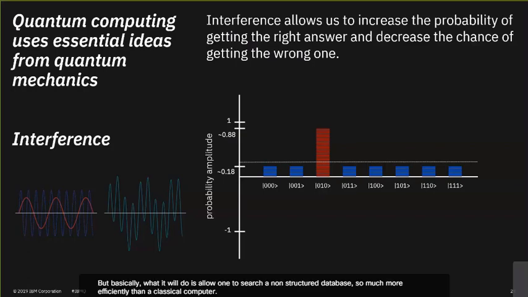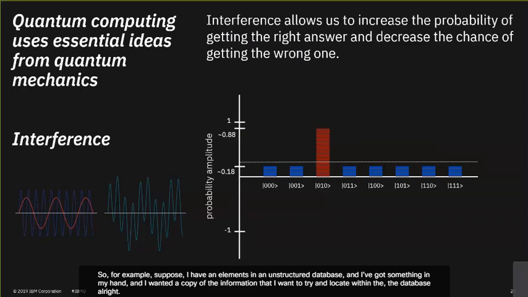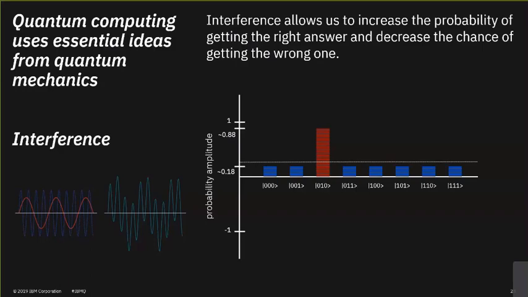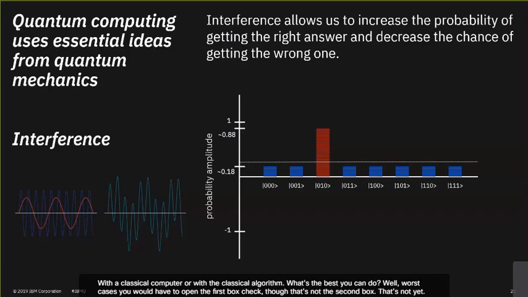But basically what it will do is allow one to search an unstructured database much more efficiently than a classical computer. So for example, suppose I have n elements in an unstructured database, and I've got a copy of the information that I want to try and locate within the database. With a classical algorithm, what's the best you can do?